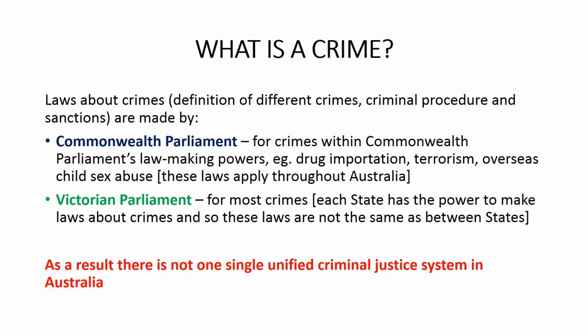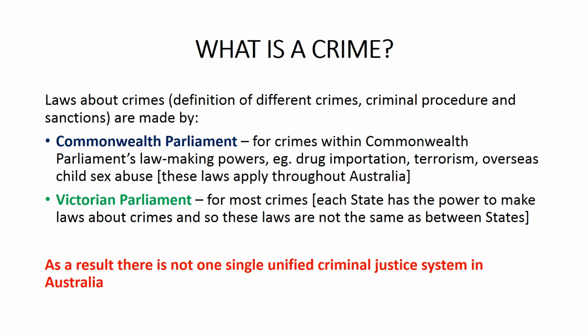You should all know that in Australia we have a national parliament, that is the Commonwealth Parliament, that makes laws for the whole of Australia, and that each state and territory has a parliament that makes laws for that particular state or territory. The Commonwealth Parliament has made a number of laws about crimes such as drug importation, terrorism, and the sexual abuse of children overseas by Australian residents. These are laws that apply throughout Australia, and so, for example, drug importation is a crime whether it is committed in Victoria or in Western Australia.